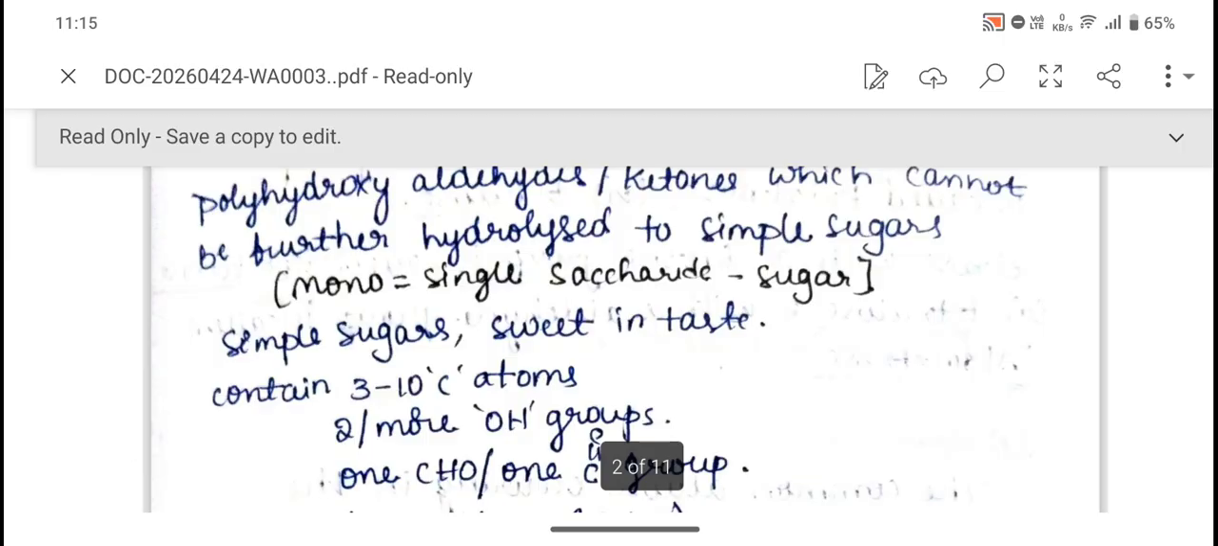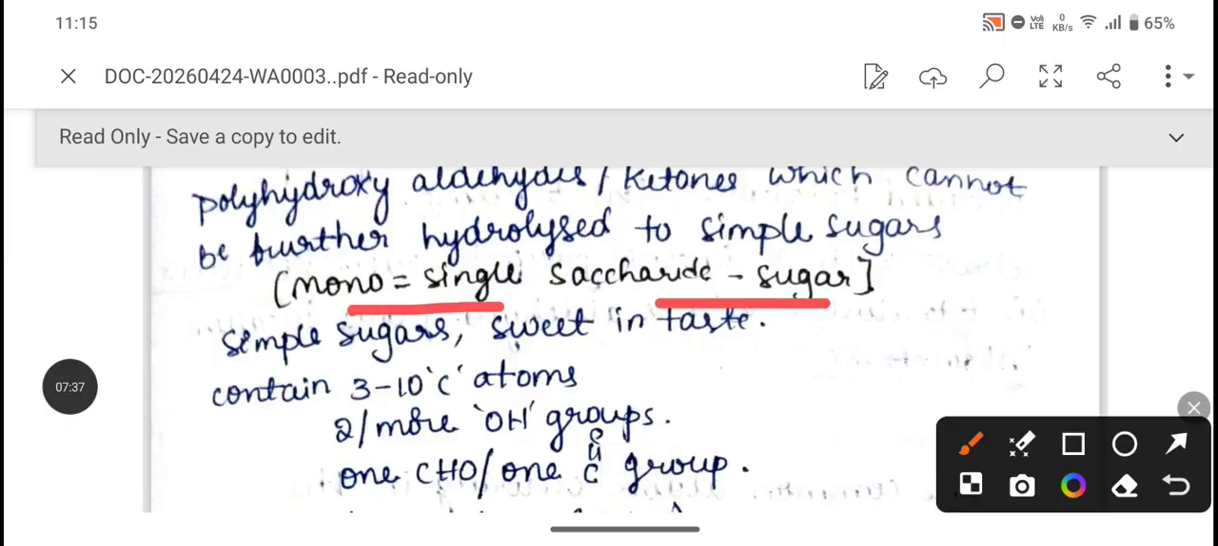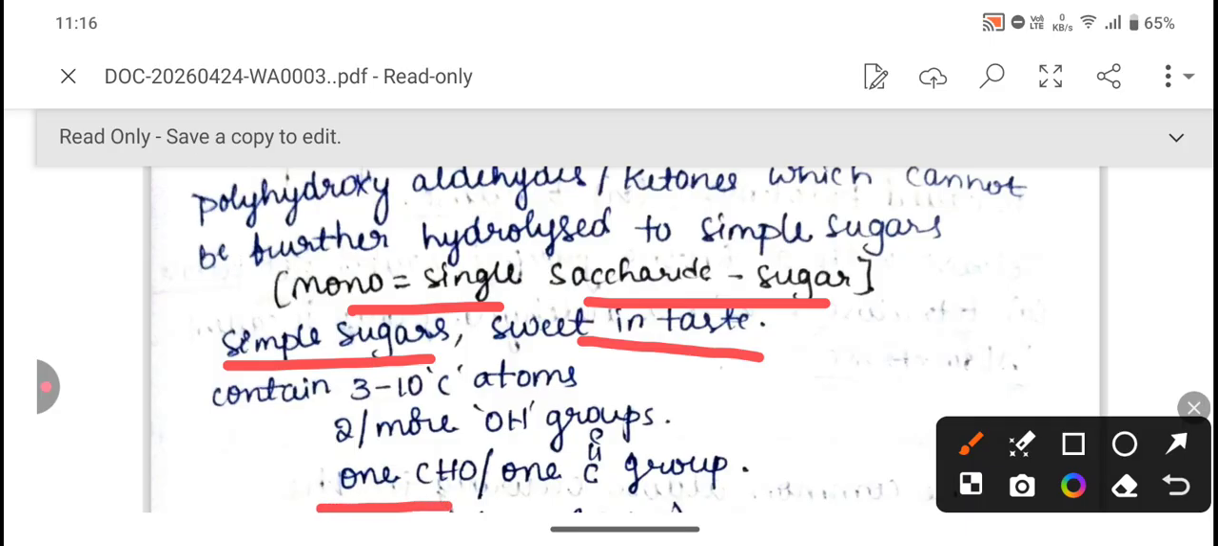As mentioned, mono means single, saccharide means sugar. So a monosaccharide consists of a single unit of sugar. That's why they are referred to as simple sugars, and these are sweet in taste. They contain 3 to 10 carbon atoms in their structure, 2 or more hydroxyl groups, and 1 aldehyde group or 1 ketone group is present in their structure.